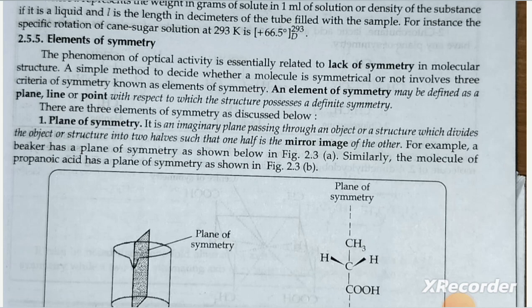First, plane of symmetry. It is an imaginary plane passing through an object or structure which divides the object or structure into two halves such that one half is the mirror image of the other. For example, a beaker has a plane of symmetry as shown below in figure 2.3. Similarly, the molecule of propanoic acid has a plane of symmetry as shown in figure 2.3b.